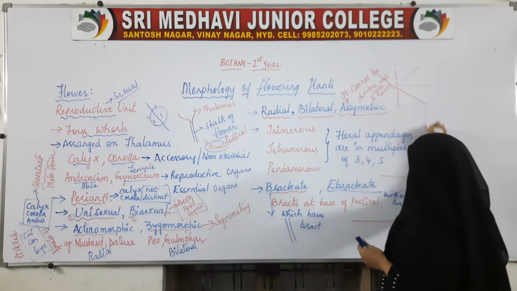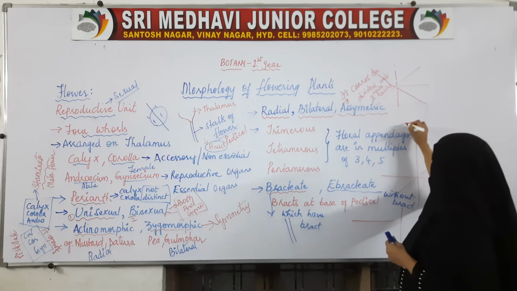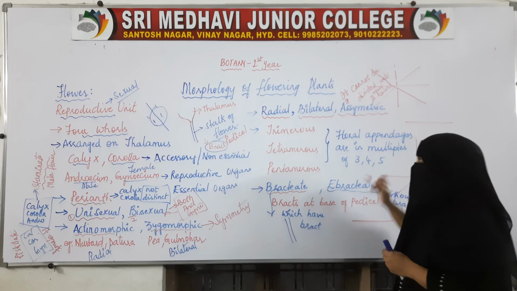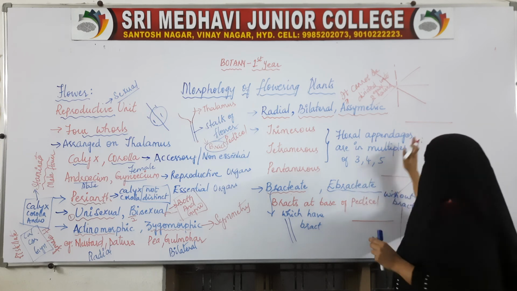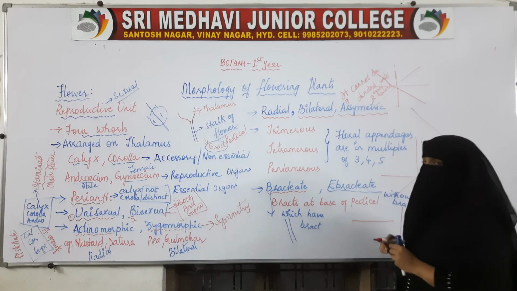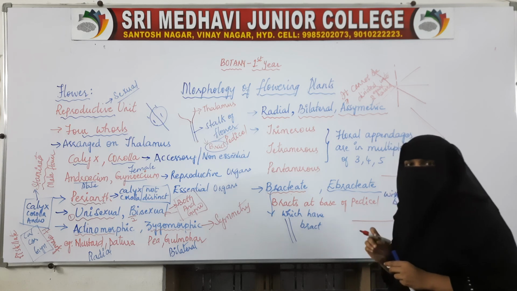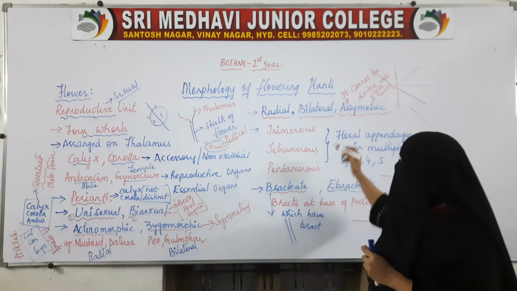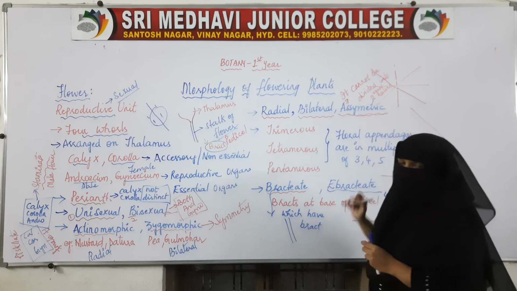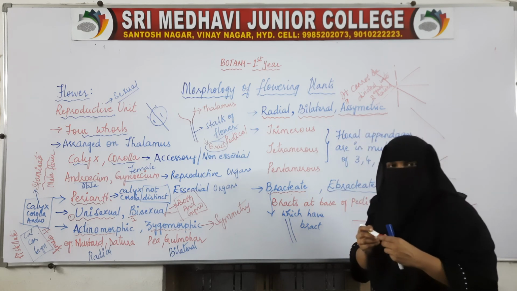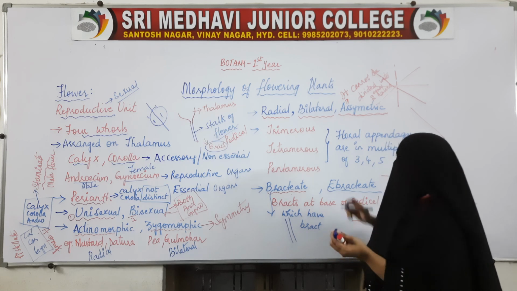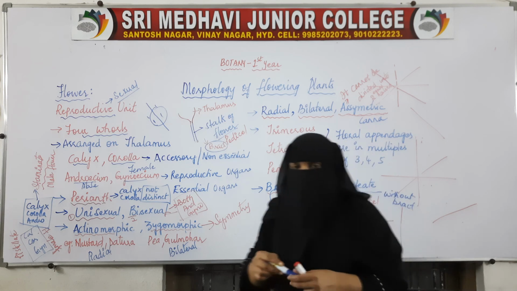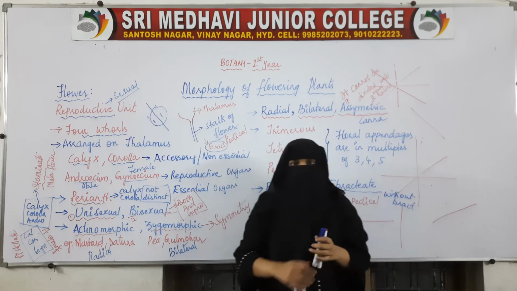Like this also, it won't be equal. If you cut the flower like this, two equal parts will not be found. If you cut like this also, the flower cannot be cut into two equal halves. Then such a flower is called an asymmetric flower. An example is canna. So these are the various terms.